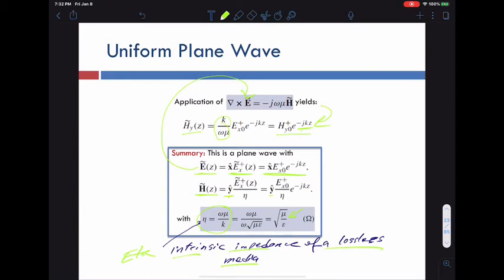So y hat, this is the magnitude over here, right? And you know the eta is right here, right? So then eta is the intrinsic impedance of the lossless media. So that is your H. So H and E, they're both going towards the positive z direction, but they're perpendicular to each other. One is x component, one is y component. They're perpendicular to each other.